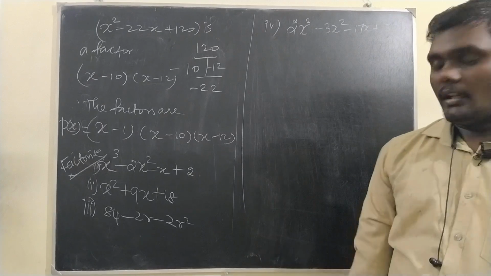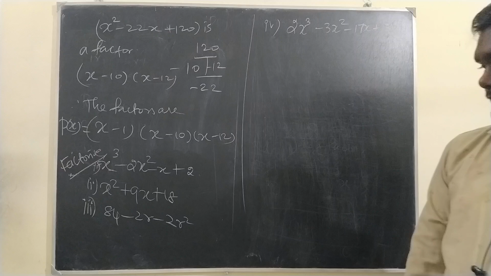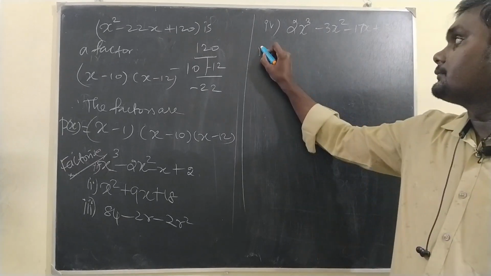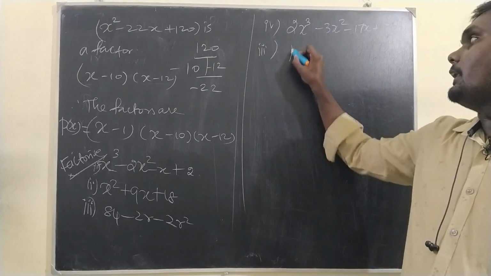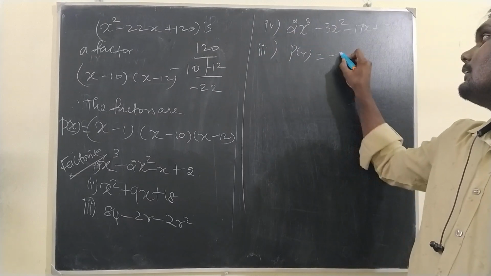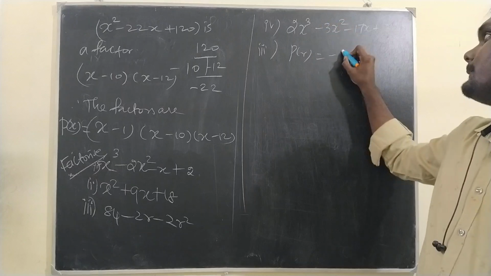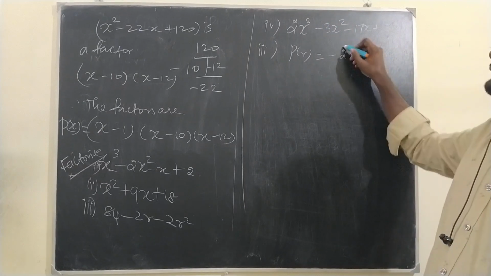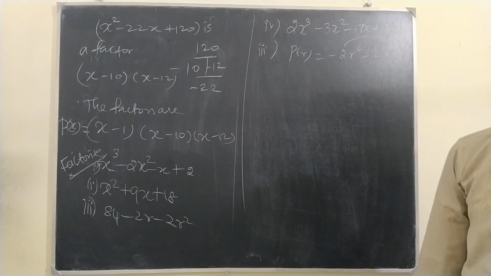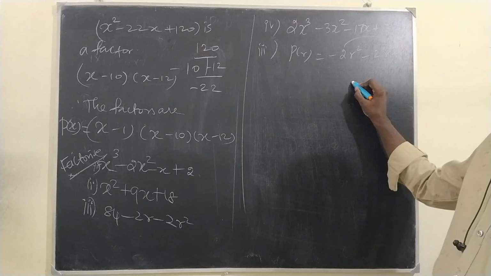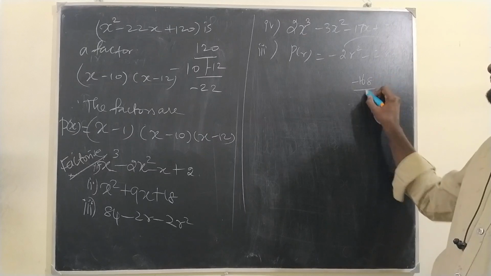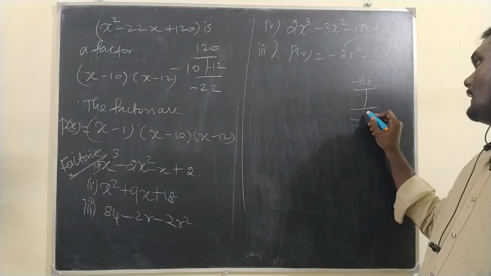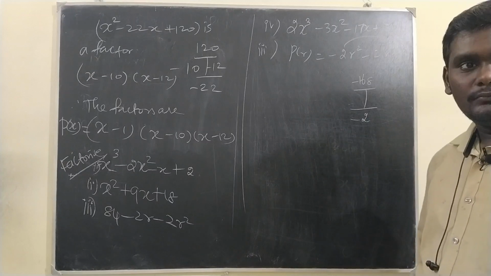Come on, finish this. 84 minus 2r minus 2r square. First you have to write the polynomial as p of r in the standard form: minus 2r square minus 2r plus 84. Then multiply these two. Minus 2 into 84 gives minus 168. By multiplication minus 168, addition minus 2.